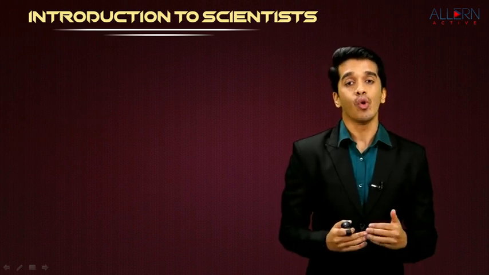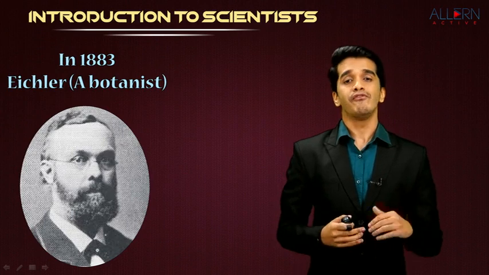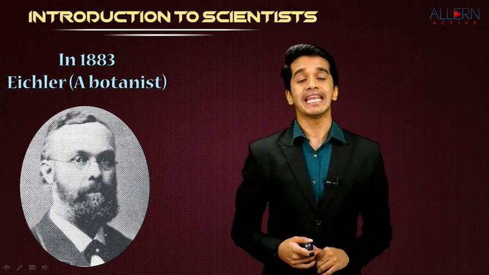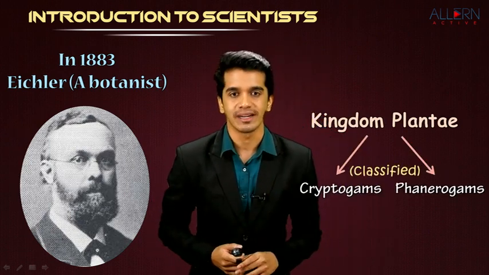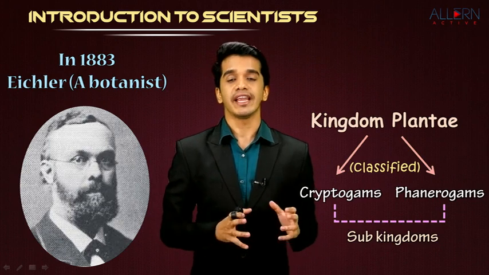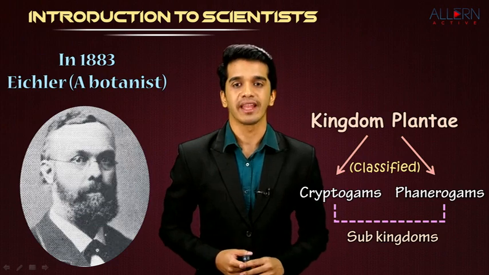Now we are going to study the introduction of different scientists who came and formulated the classification of plants. A well-known scientist called Eichler, in 1883, was a botanist and he classified the entire kingdom Plantae into two parts. First, he classified them into cryptogams and phanerogams. This is called the sub-kingdom classification.